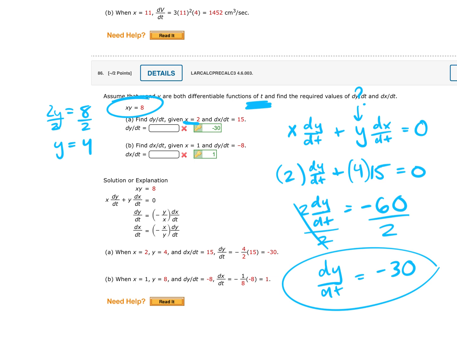B is a similar equation. It just gives you different values and it asks for dx over dt. But you'd have to plug in your x to find your new y. It's kind of like a whole separate question. Questions?